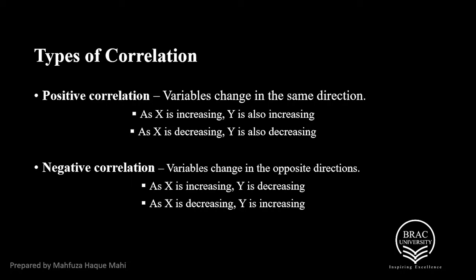Besides, if the variables are varying in the opposite direction, that is, if one variable is increasing, the other one is decreasing and vice versa, then the correlation between the variables is termed as negative correlation. Here you can see, as x is increasing, y is decreasing, or as x is decreasing, y is increasing. This is the situation for negative correlation.